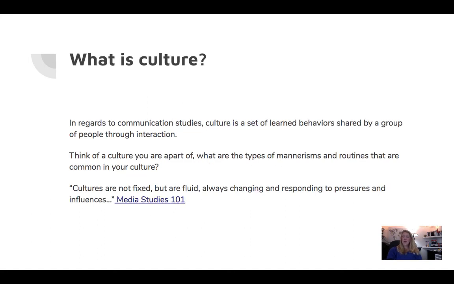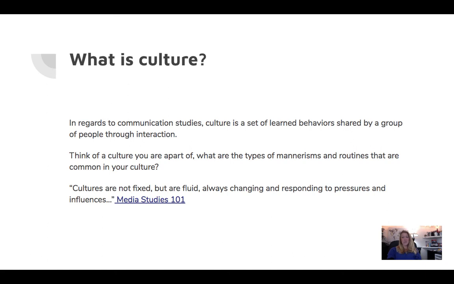What is culture? In regards to communication studies, culture is a set of learned behaviors shared by a group of people through interaction. Think of a culture you are a part of. What are the types of mannerisms and routines that are common in your culture? Cultures are not fixed, but are fluid, always changing and responding to pressures and influences. Cultures I belong to would be motherhood, the culture of soccer mom, trying to get kids to eat healthy, instructor, newsroom facilitator, journalism culture, wife of football coach culture, and whatever comes with that. Think of other cultures, groups, designations that you are involved with or that you're associated with.